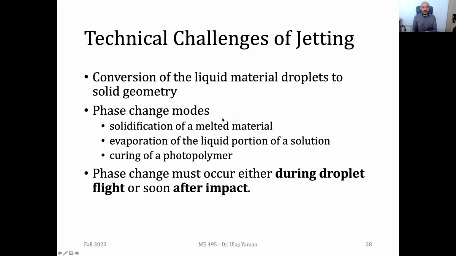They're not fully solidified. If it's done during the flight, probably they are in the phase transformation stage, not completely solidified. Yes, you're right. If it's completely solidified, you cannot join them together. So there's a critical, let's say, edge. At that edge, you need to have kind of a semi-solid state so that they will be joined together easily.